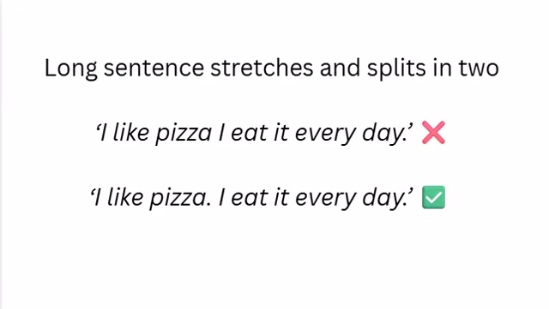So, the next mistake is run-on sentences, where you stretch a long sentence and you have to split the sentences. See, for example, I like pizza I eat it every day. There is no pause and there are two sentences. So see the second one. I like pizza. You have to pause there. Why? Because there are two sentences and you have to put a full stop. After that you should continue. I eat it every day. I like pizza. I eat it every day.